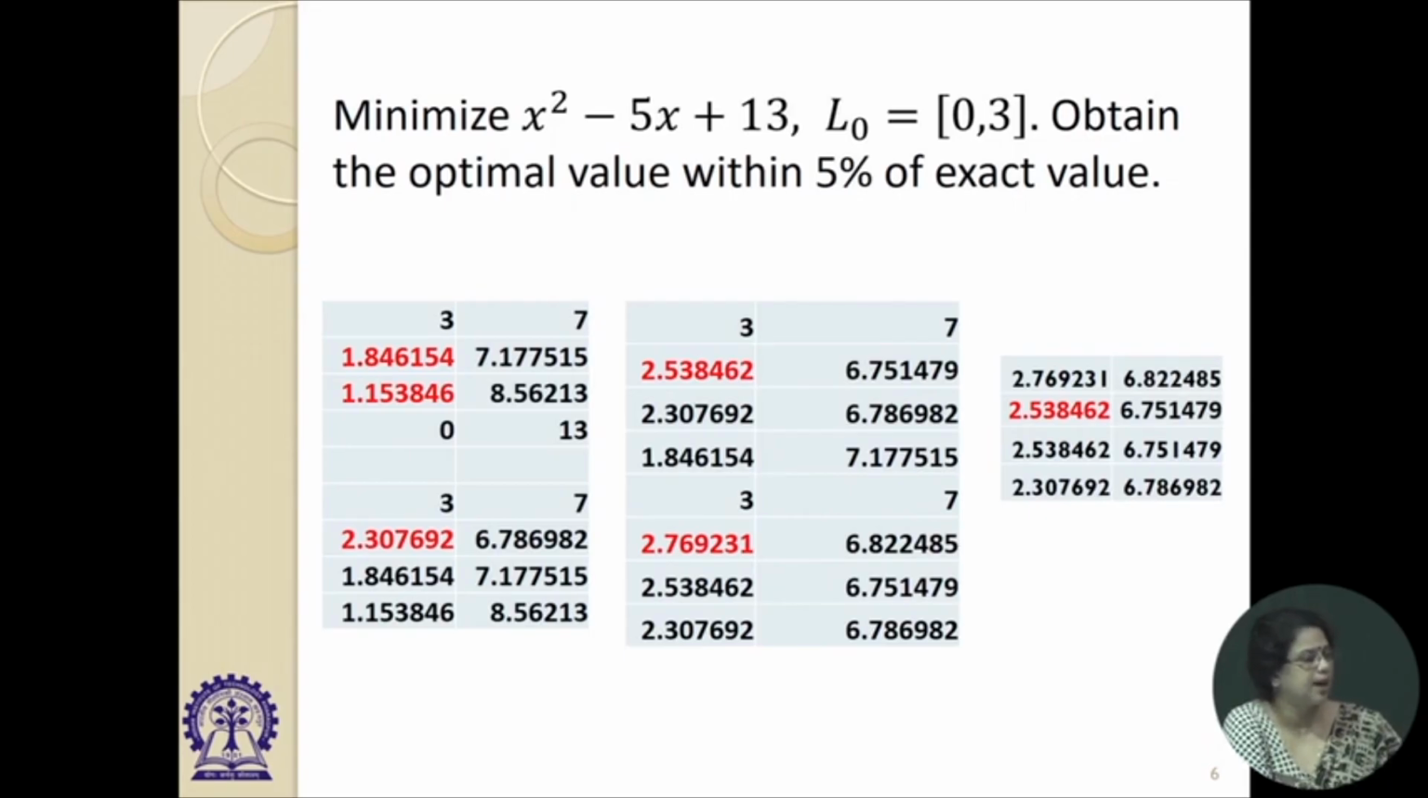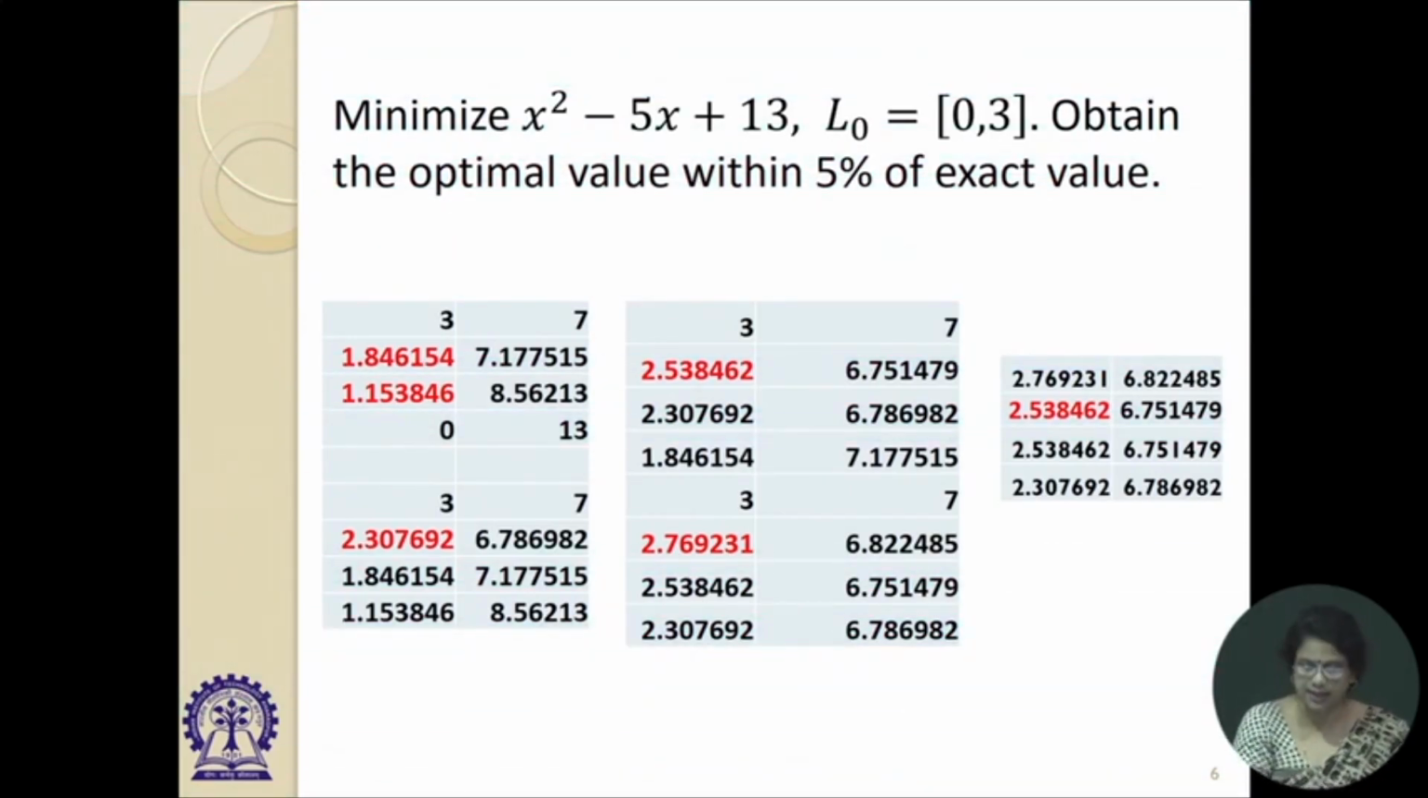Then we will do the next one. Okay, and you see how many points we got through this iteration. We got a total of 6 points, 1, 2, 3, 4, 5, 6, and ultimately you will see both the values come the same, and that can be declared as the optimal solution. Now this is for the 5% exact value.